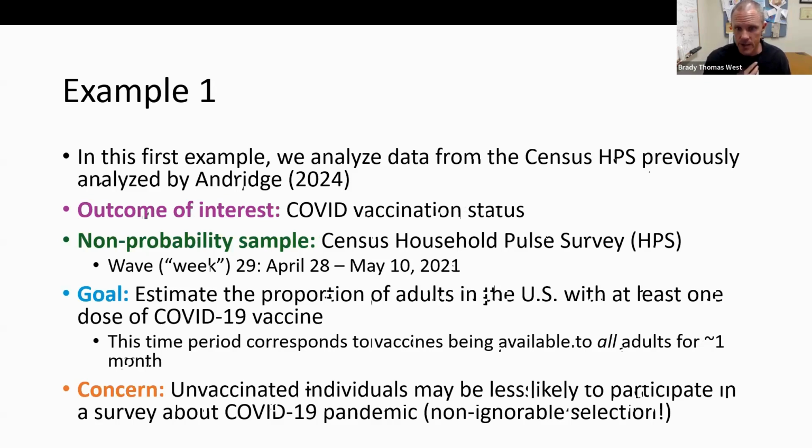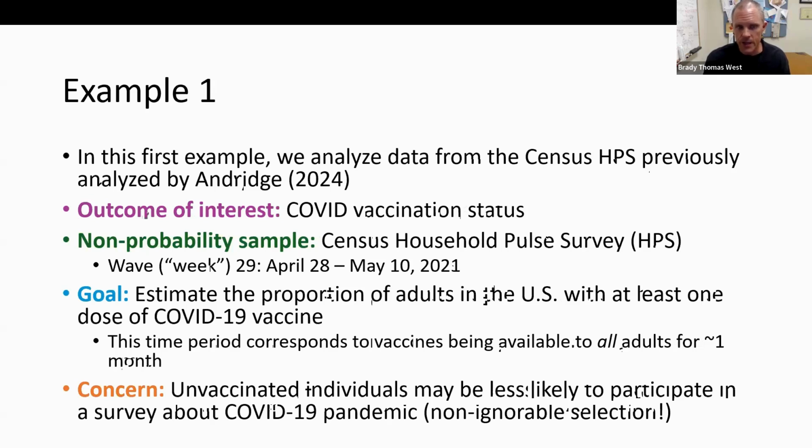So the non-probability sample is this Census Household Pulse Survey, and the data specifically are coming from wave or week 29 of this pulse survey. This was between April 28th and May 10th of 2021. The goal was to estimate the proportion of adults in the US with at least one dose of a COVID-19 vaccine. And again, this time period corresponds to when vaccines were available to all adults for that entire month. So at that point in time, everybody had access to these vaccines.